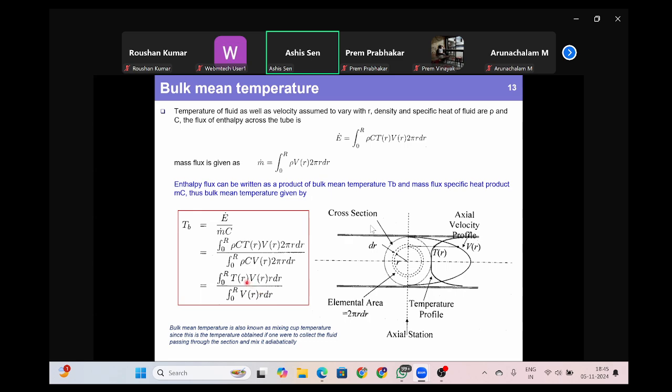Now, in order to evaluate these integrals, you need to know how temperature varies with r or how velocity varies with r. But instead of an integral, you can do a summation by taking different small rings and then taking a sum. As you know, integration is basically a summation where the increment is infinitely small. When the increment becomes finite, instead of integrating, you write a summation, right?